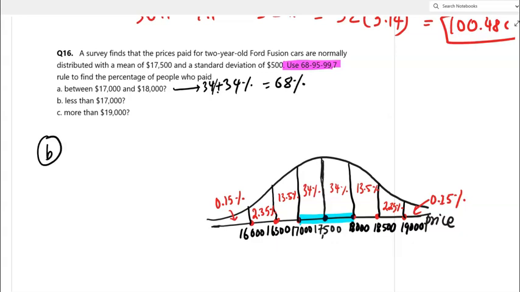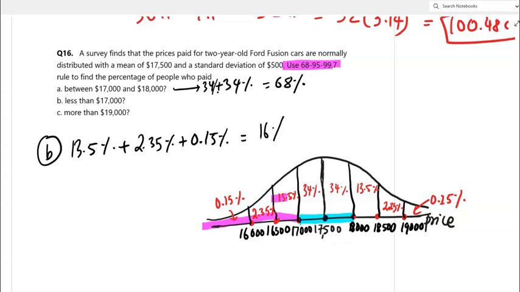For part B, less than 17,000. So 17,000 is here. Less than is going to be this way. So you add 13.5%, 2.35%, and 0.15%. That gives you 16%.